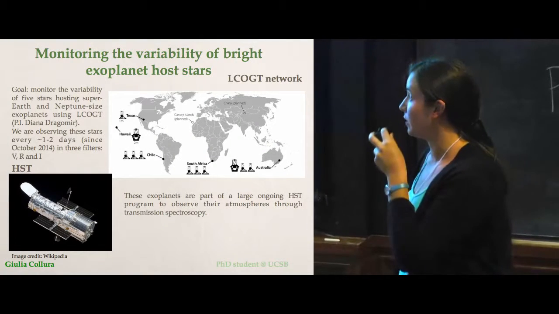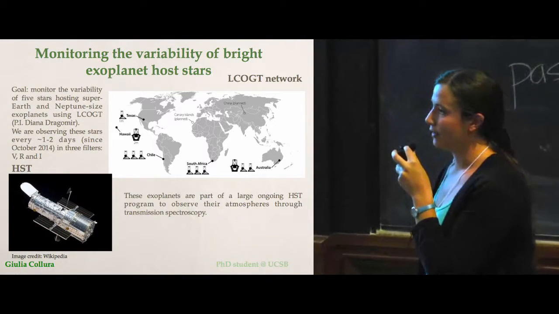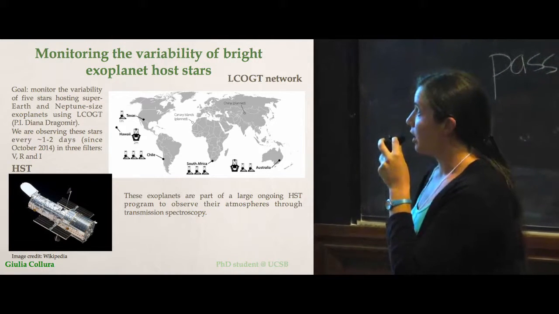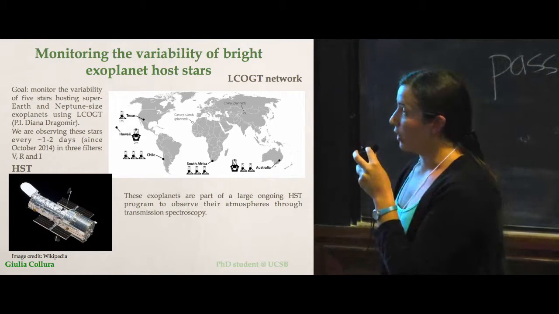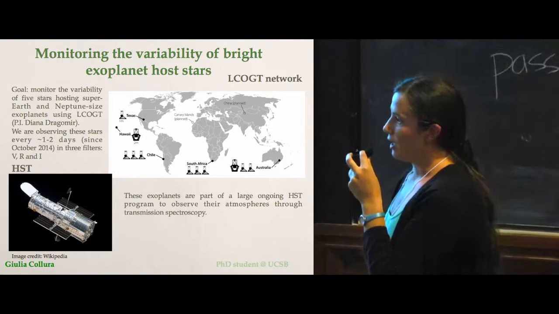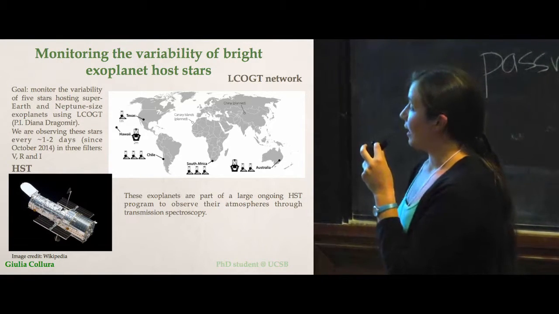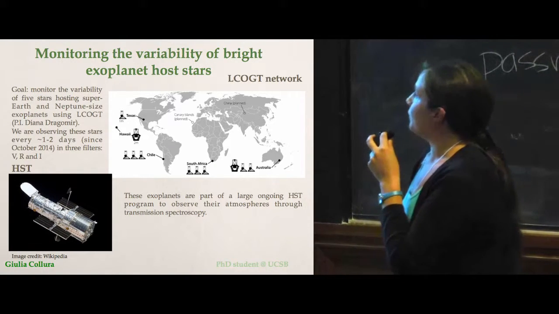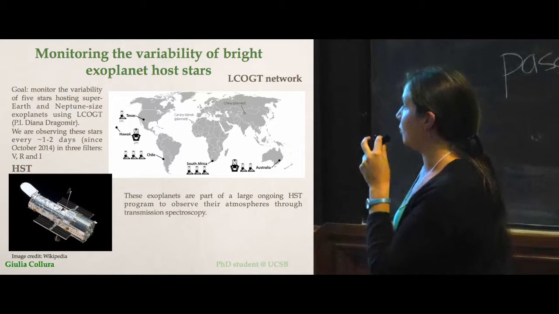I'm a first-year student at UC Santa Barbara, and I'm working on monitoring the variability of stars that host super-Earth and Neptune-sized exoplanets. The PI of the project is Diana Dragomir, and we monitored the stars from November until May, observing them every 1 or 2 days using LCO GT, so from Earth, in the V, R and I filters. But this project is part of a large program that you heard about this morning during the first pop talk, to observe the atmosphere of the planets using transmission spectroscopy and Hubble data.